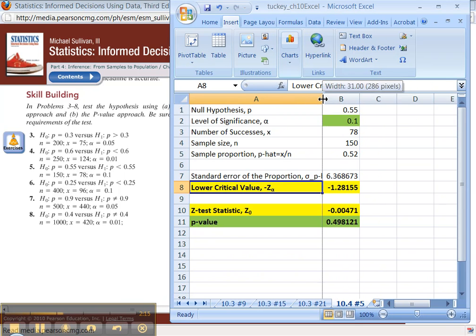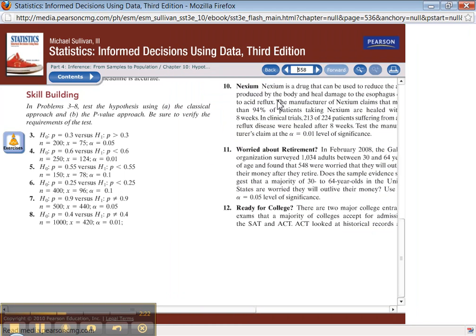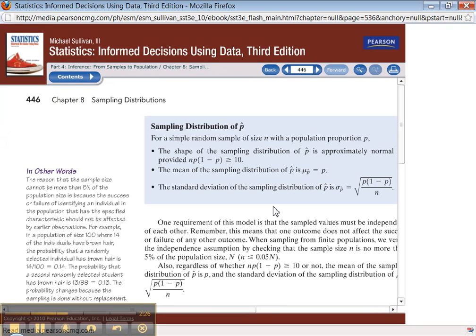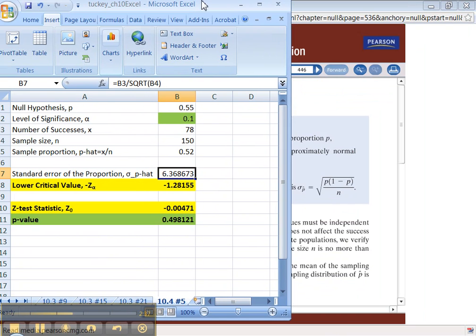Now we learned the formula for that. I know you don't believe me, but we learned it way back in chapter 8. Let me go see if I can find it. I think it's on page 446. Yep, there it is. Chapter 8, 8.2. There's the formula right there. Sigma p hat is the square root of p times 1 minus p over n. So let's set it up.